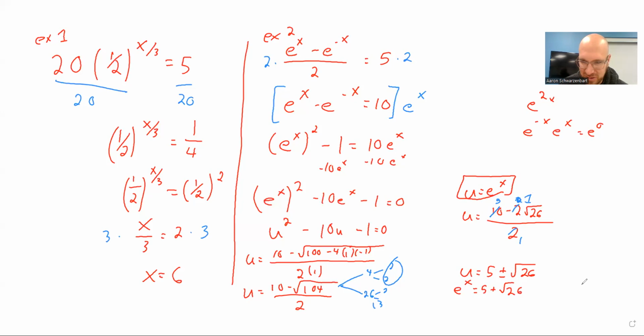I'm going to separate them now, and e to the x equals 5 minus the square root of 26. There's a couple ways to do this. I'm going to go with the one that I prefer. You could change to exponent or logarithmic form, which is essentially what I'm doing. I'm taking the natural log of both sides. I'll do it to that one, and I'm going to do it to the other one too. Natural log of e to the x is simply x.